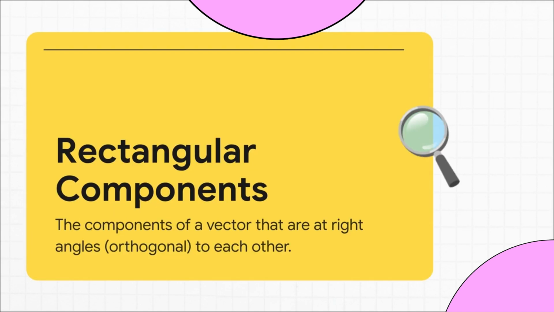Think of it like casting a shadow. If you shine a bright light from directly above a vector, the shadow it makes on the ground, the x-axis, is its x component. Now, shine a light from the side. The shadow it casts on the wall, the y-axis, is its y component. And those two shadows, those two components, perfectly add up to recreate the original vector.